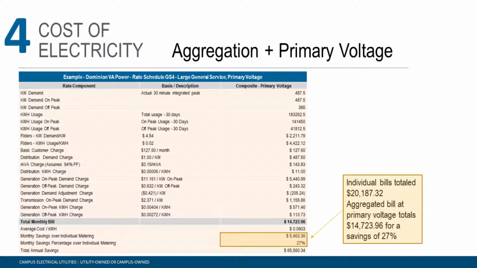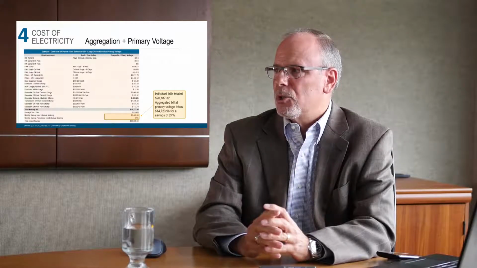Let's see what that does to our rates. So now what we can do is we can go through rate schedule GS4, which is a large general service primary voltage rate schedule. This is the very same load curve, the aggregate load curve that was shown in green earlier. And you'll notice now that we're showing a 27% savings in energy, and we're showing a cost per kilowatt hour right at 8 cents. So if you'll remember, we were looking at somewhere between 10.5 and 11 cents per kilowatt hour. All of a sudden, we're down to 8 cents per kilowatt hour.